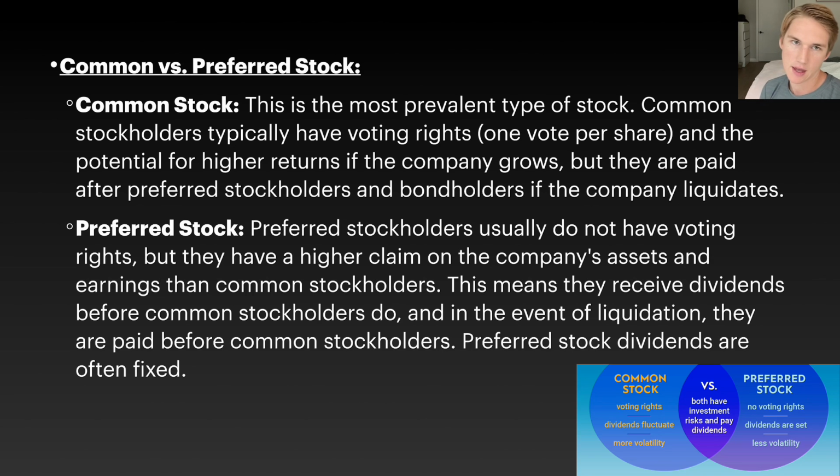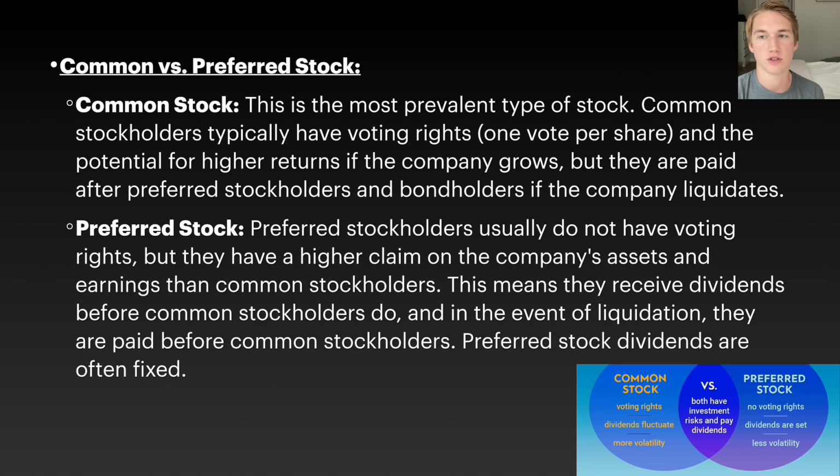Common versus preferred stock. Common stock. This is going to be the most prevalent type of stock. Common stockholders typically have voting rights, 1 vote per share, and the potential for higher returns if the company grows, but they are paid after preferred stockholders and bondholders if the company liquidates. If the company goes to zero and goes bankrupt, preferred stock owners have first priority.